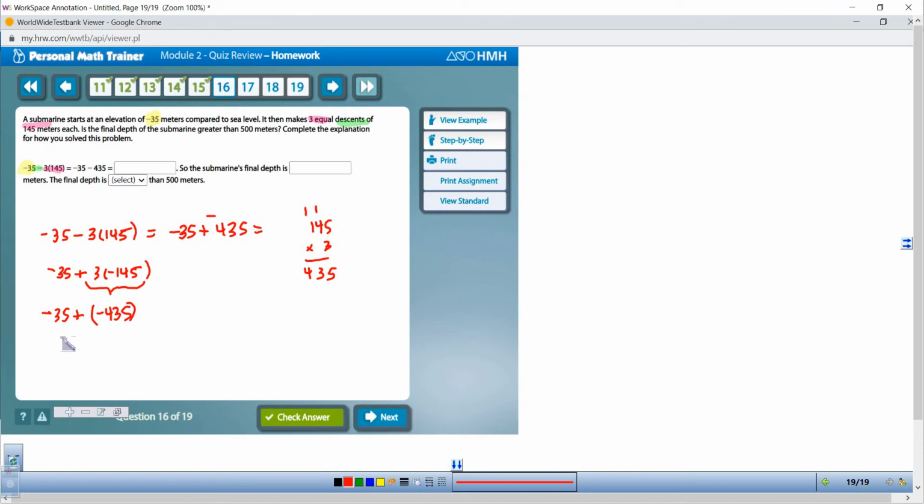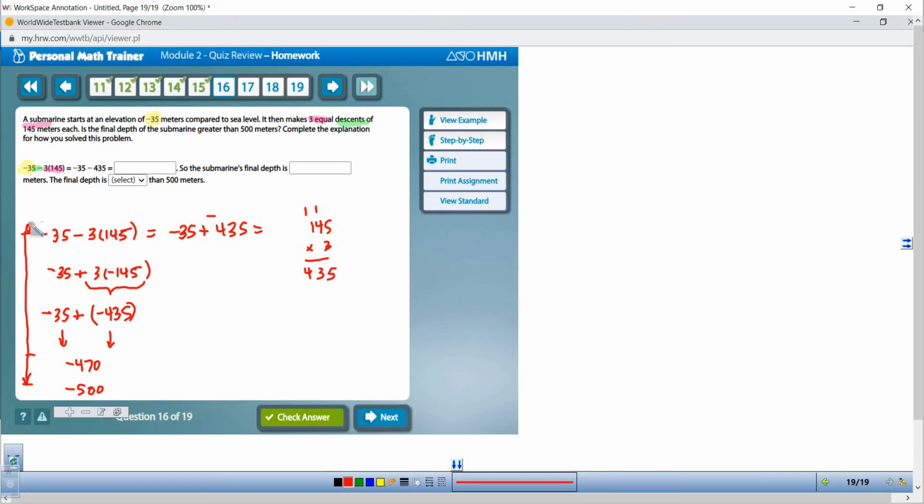So think about it. We were 35 feet down. We went 435 feet more down. That means we're at a negative 470 feet down. So if I'm 470 feet down, I haven't gotten to 500 feet down, right? We're going down this way. Way up here is 0. Right here is negative 470. Down here is 500. So we didn't get there.